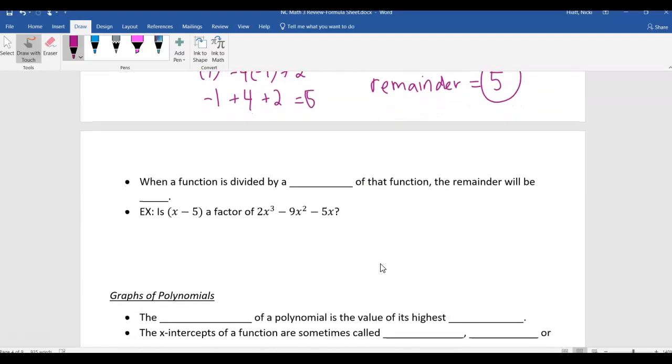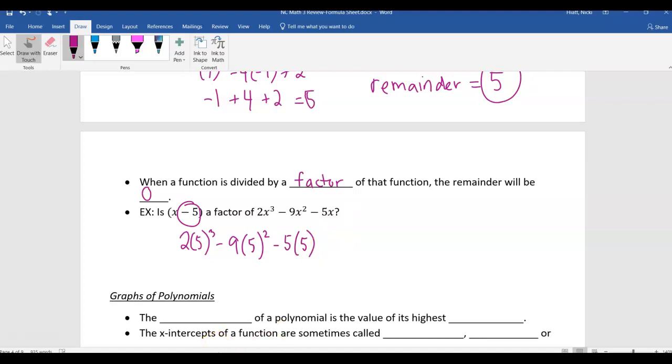Okay. In conjunction with remainder theorem, when a function is divided by a factor of that function, the remainder will be 0. So to use remainder theorem, if I have a question that says, is x minus 5 a factor of 2x to the third minus 9x squared minus 5x, then what I can do is look at this number right here, take the opposite sign, and plug it in. So I have 2 times 5 to the third minus 9 times 5 squared minus 5 times 5.